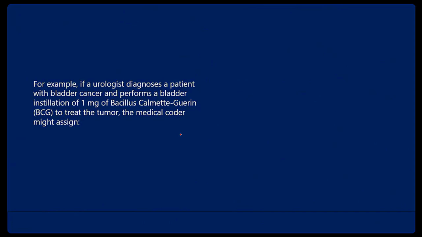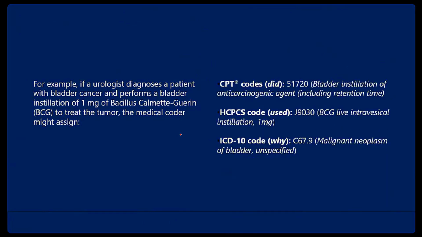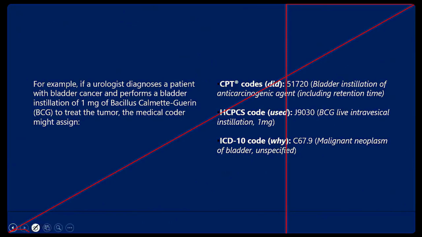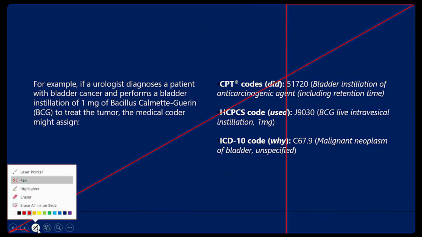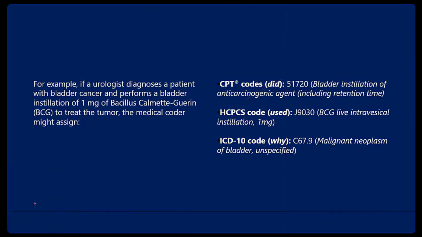So what all things a medical coder will assign, I'm just showing you, but we will be learning everything in detail. First, what the provider did: he did a bladder instillation. For that we have a code, that is 51720. You can see it is a numerical code, and that will be a procedure code. Then we have the HCPCS code, that is what he used.